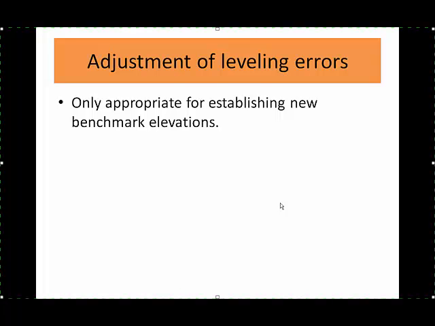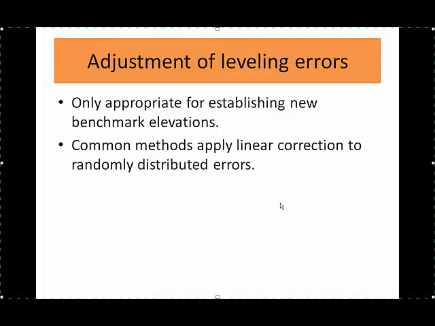We're only going to do this when we're establishing new benchmark elevations, because these will be the reference for other subsequent surveys. Common methods that we use for adjusting our closure error apply a linear correction to generally randomly distributed errors. So effectively, our correction has error inherent in it, but we are distributing the errors in order to keep a concentration of errors from accumulating.